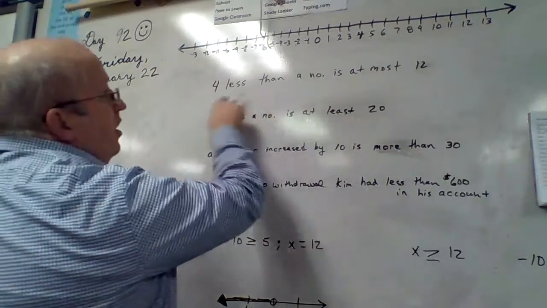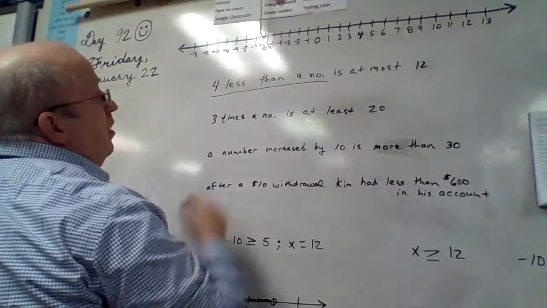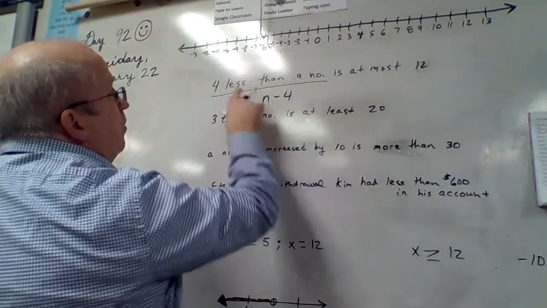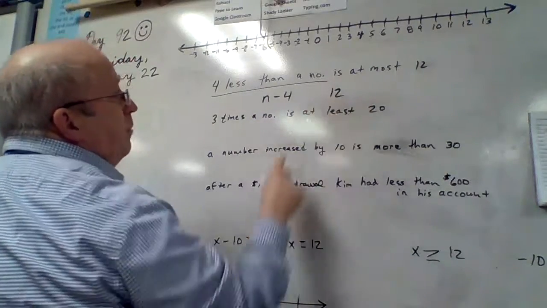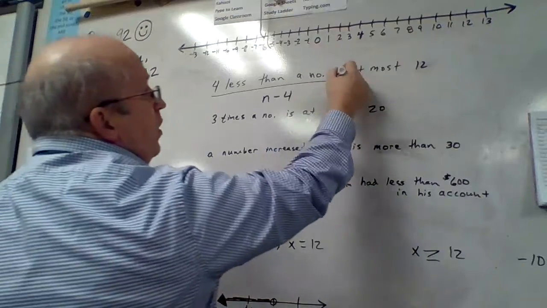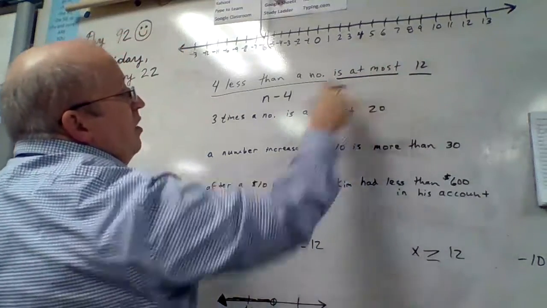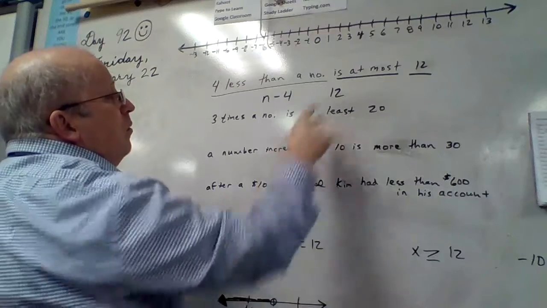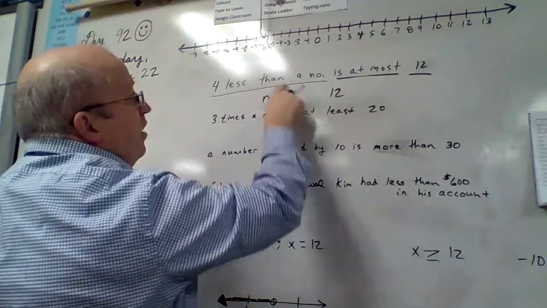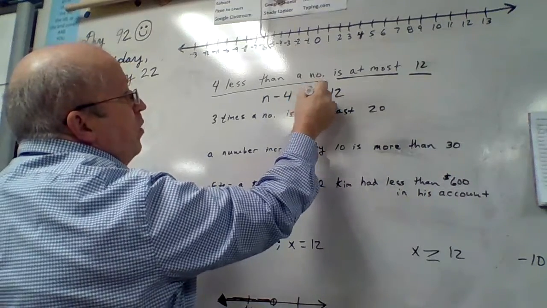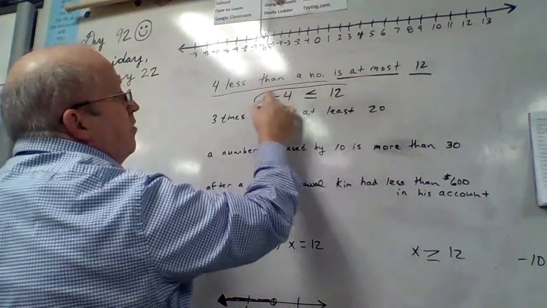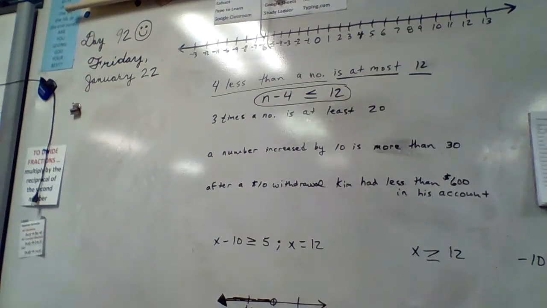Okay, 4 less than a number. I'm going to start with just this part. Isn't that n minus 4 because less than causes us to flip things? And then I know there's a 12 at the end, but the question is what symbol goes here when I look at this is at most? Well, is at most means that this can be equal to 12, but it cannot be greater than 12. So I'm going to write it like this. And there's my answer. N minus 4 is at most 12.